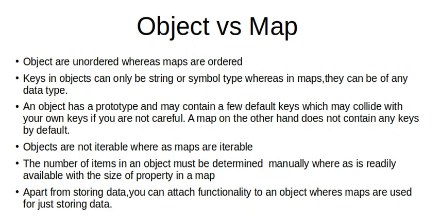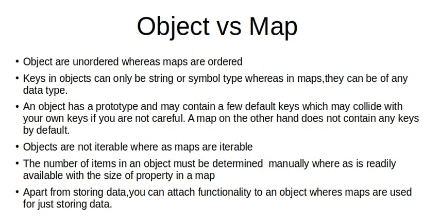Objects are not iterable, whereas maps are iterable. That means with maps you can use a for loop, whereas in objects you cannot use a for loop. Now, the number of items in an object must be determined manually, whereas it is readily available with the size property in a map.